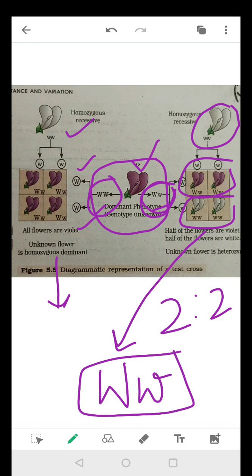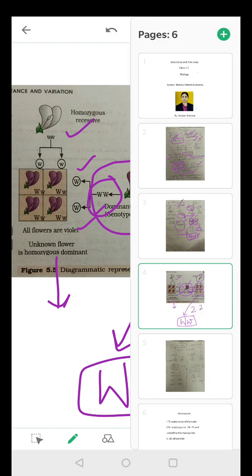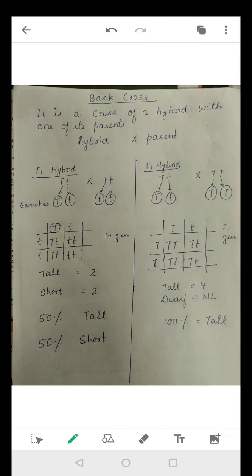If there is any doubt, you can communicate. Or are you clear with the topic? Okay. Let's start with the next one, that is your back cross. Back cross is a cross when the F1 generation is crossed with one of the parents. Okay, when F1 generation is crossed with one of the parents.